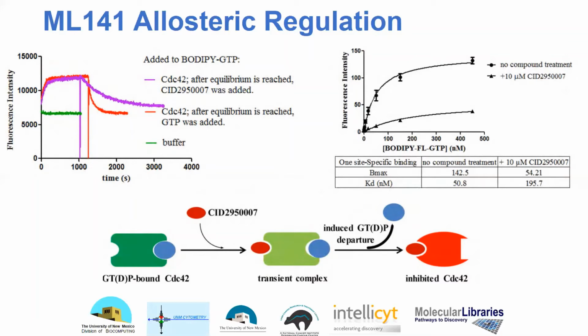We can see that in the presence of ML141, the dissociation rate of fluorescent GTP is reduced as compared to GTP-induced dissociation. In equilibrium experiments, ML141 also shifts the KD or reduces the Bmax. Taken together, these are hallmarks of an allosteric interaction.